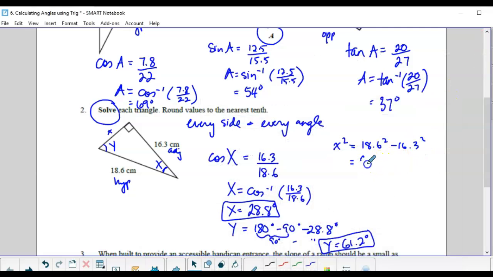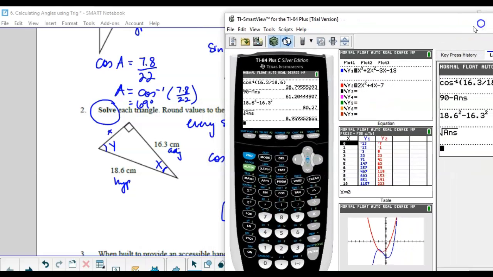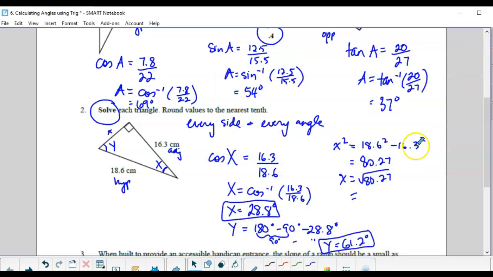Okay, so 80.27, x is the root of 80.27, which is equal to 8.95. If we're rounding to the nearest tenth, then that 5 makes the 9 go up, so it's really going to be 9.0 centimeters. So that's lowercase x. So we found all of those three parts.